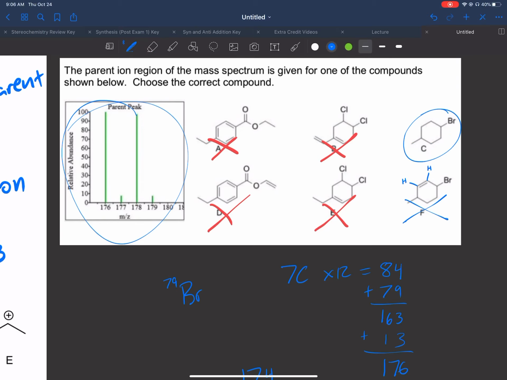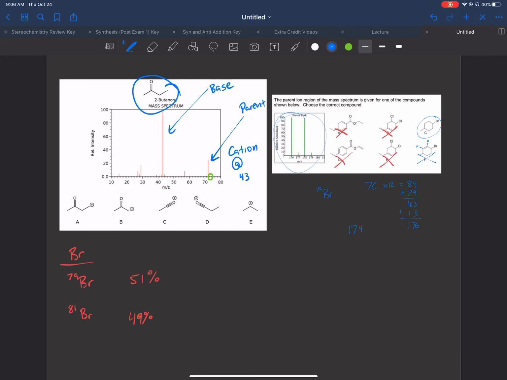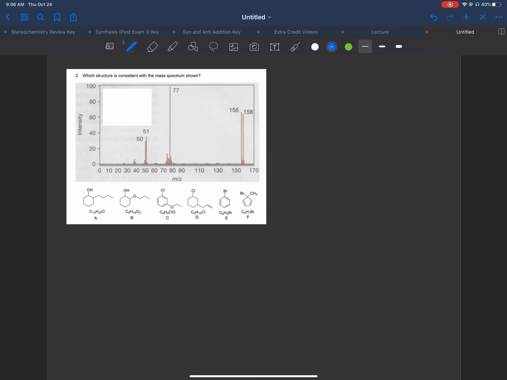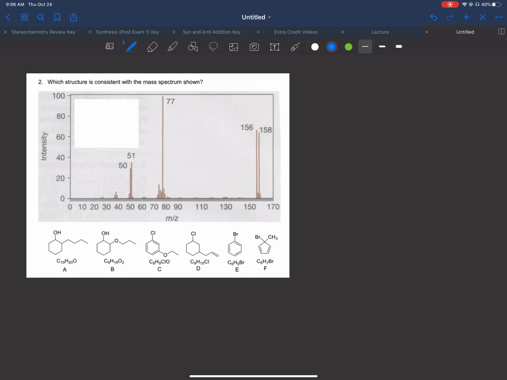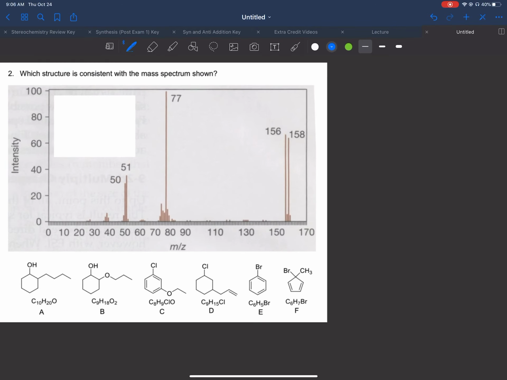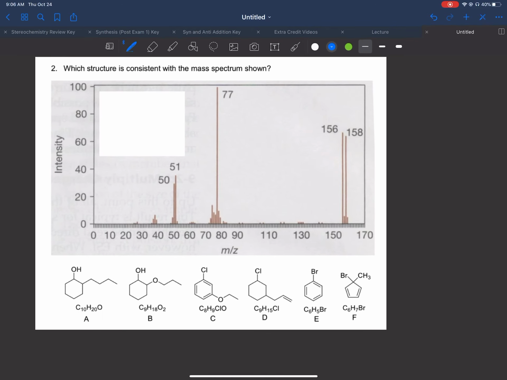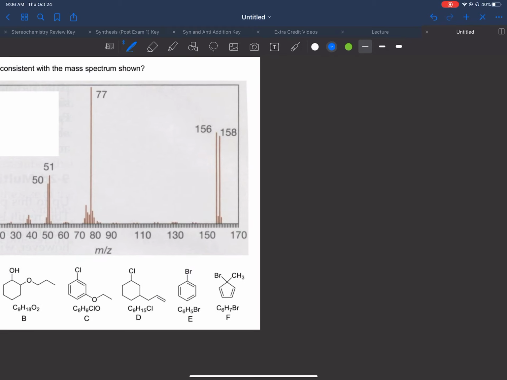So what I'm going to do is go over exam 3 2018, the mass spec question there. They give you our mass spec here, and they're asking you what corresponds to this structure. First thing you want to do, always see if you have any bromine or chlorine peaks. The bromine is 1 to 1, chlorine is 3 to 1.